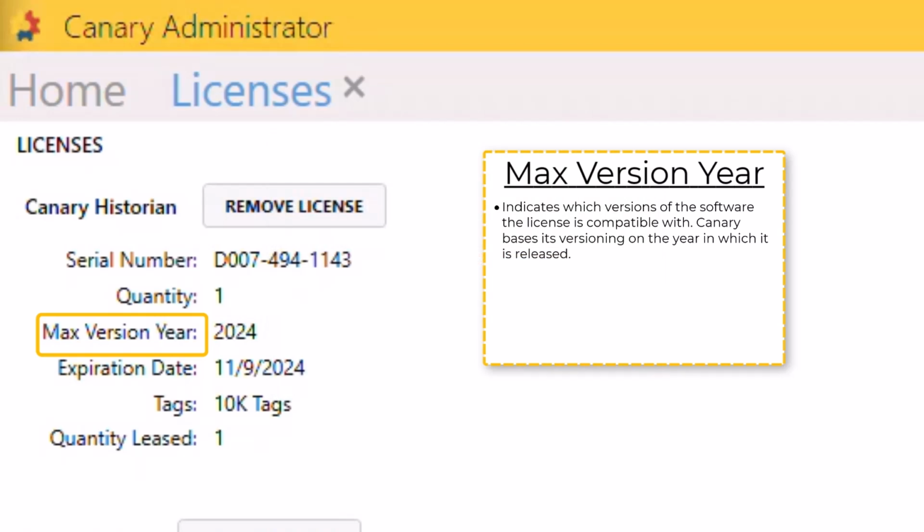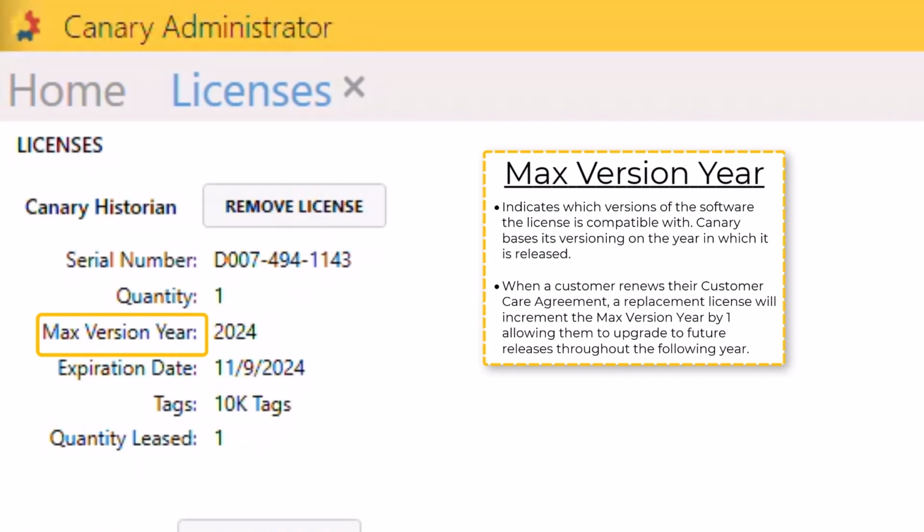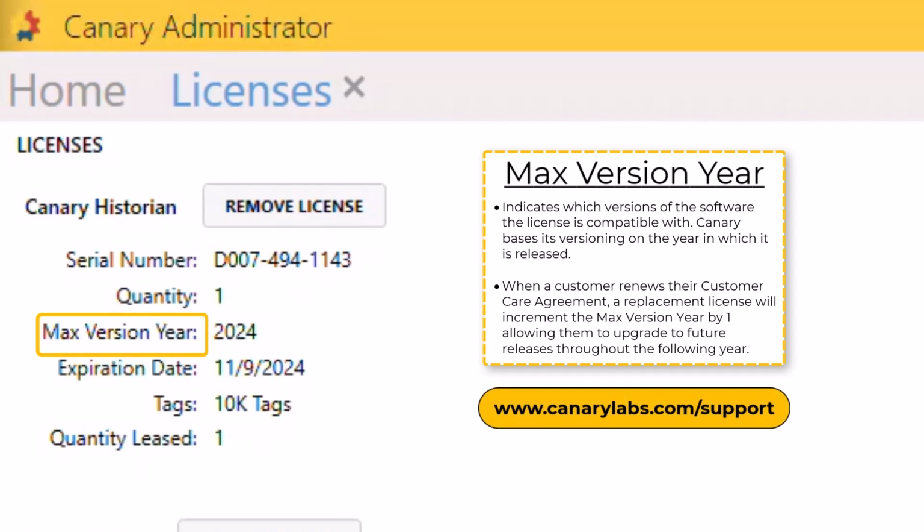When a customer renews their customer care agreement, they are given a replacement license which increments the max version year by 1, allowing them to upgrade to future releases throughout the following year. This replacement license is applied automatically if the Canary server has internet access. If it doesn't, the license can be pulled manually by visiting the Canary Labs website or by connecting to the server with the Canary admin client from a machine that does have internet access.